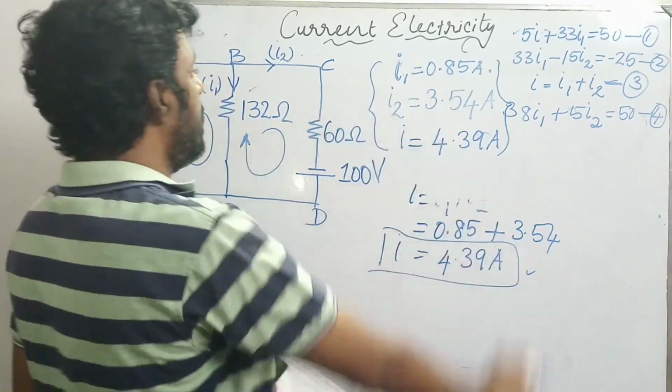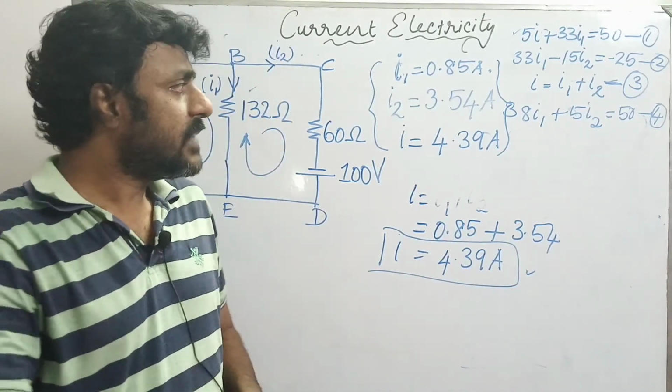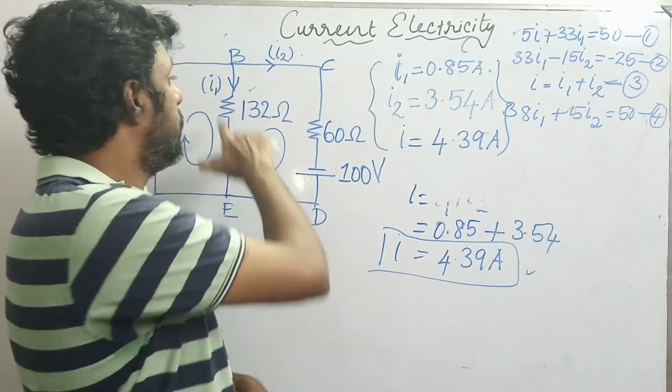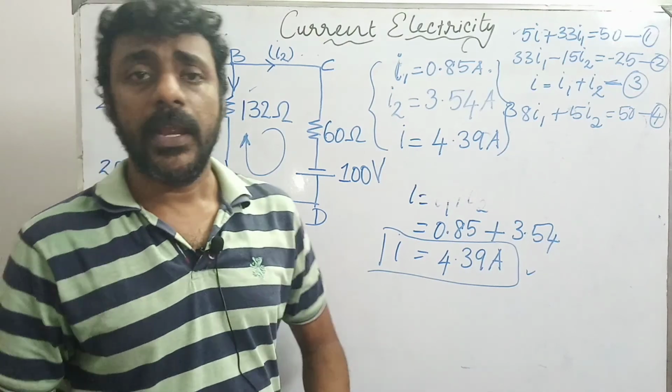So we are coming to the end of this problem. This is how we need to solve it. By using this circuit diagram, we need to find the value of the individual currents.